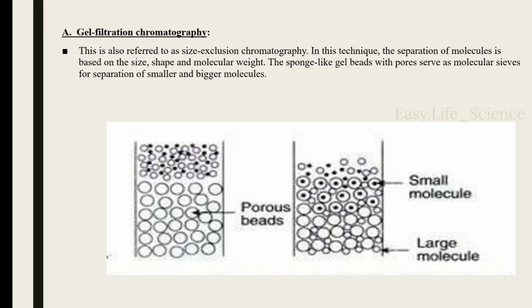Gel filtration chromatography. This is also referred to as size exclusion chromatography. In this technique, the separation of molecules is based on the size, shape and molecular weight. The sponge-like gel beads with pores serve as molecular sieves for separation of smaller and bigger molecules.